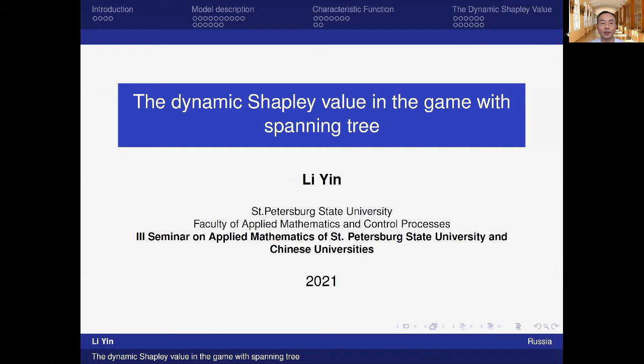in other languages. My topic is the dynamic Shapley value in the game with spanning tree, because I'm interested in the field of dynamic game and the minimum cost spanning tree game.